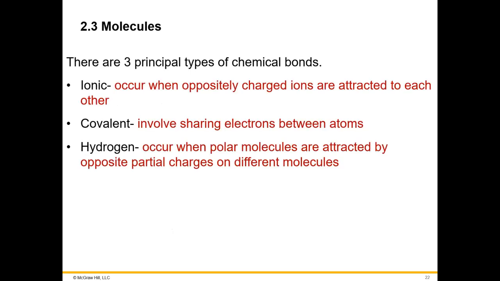When we're trying to differentiate between our three chemical bonds, it's really easy to remember which one is ionic because these occur when oppositely charged ions are attracted to each other. So you have to have ions involved. You have to have a positive charge and a negative charge.